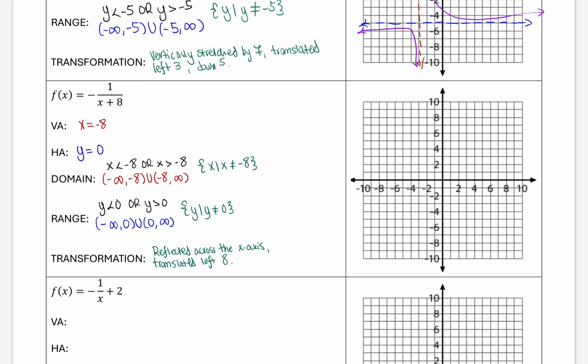From there, let's go ahead and graph our rational function. Right here, we notice that we have a vertical asymptote at x equals negative 8, which is going to be located right here. This is x equals negative 8. Then we have a horizontal asymptote at y equals 0. So we have that flat horizontal line right there.